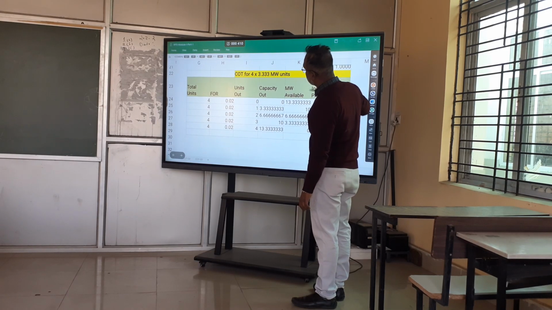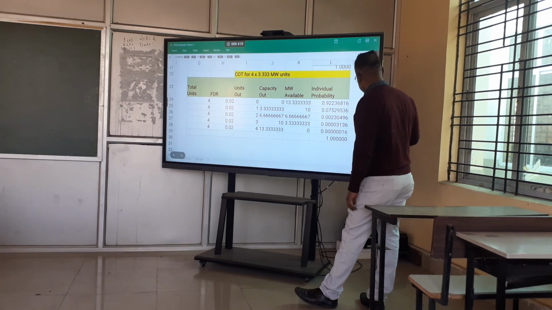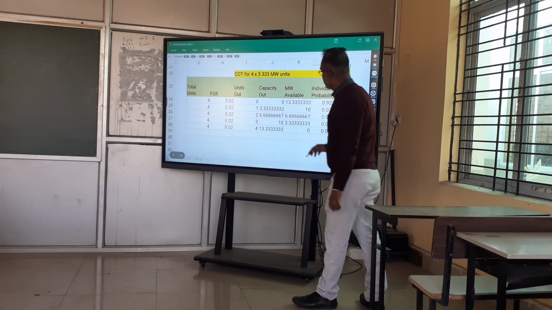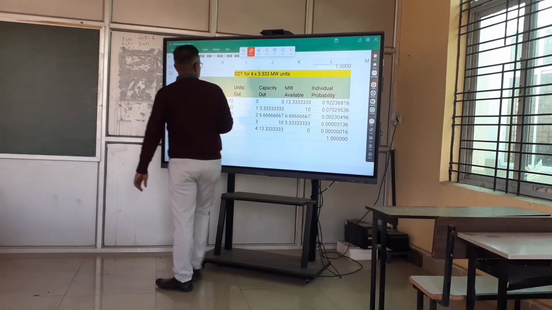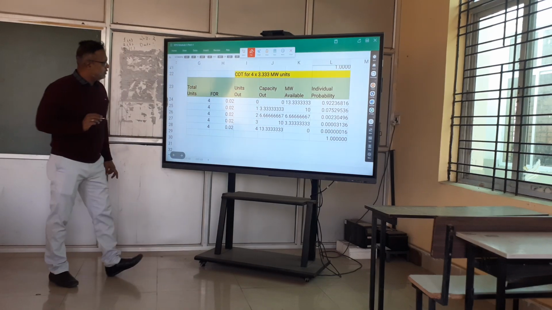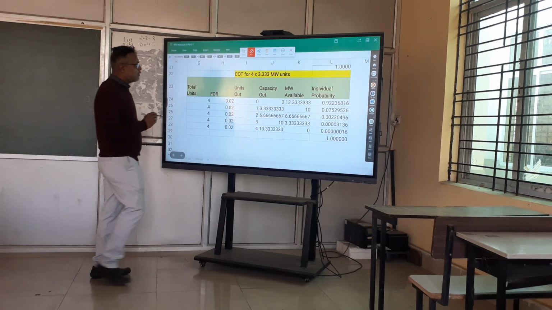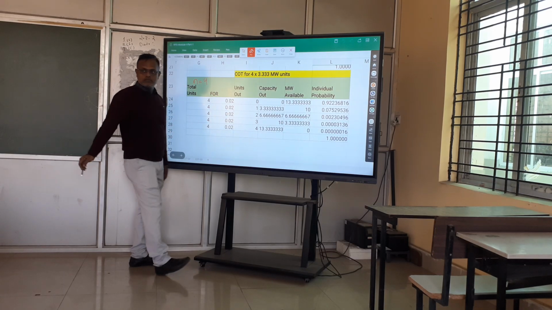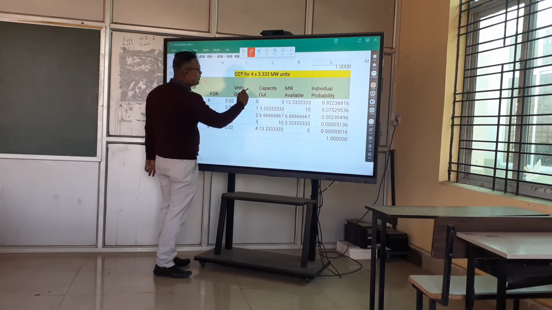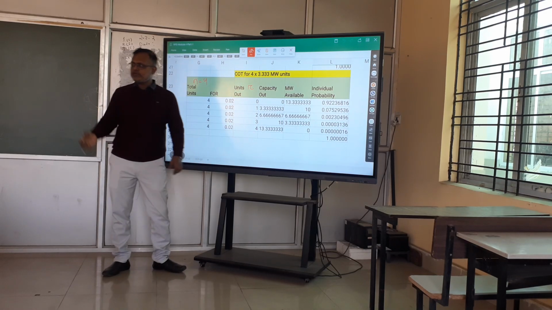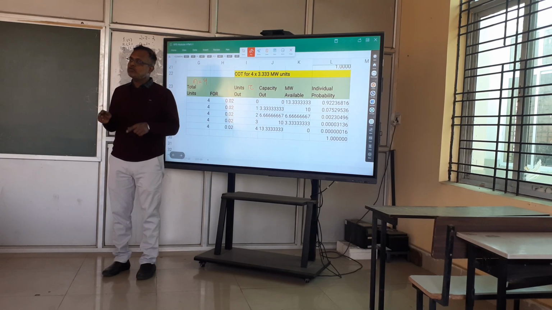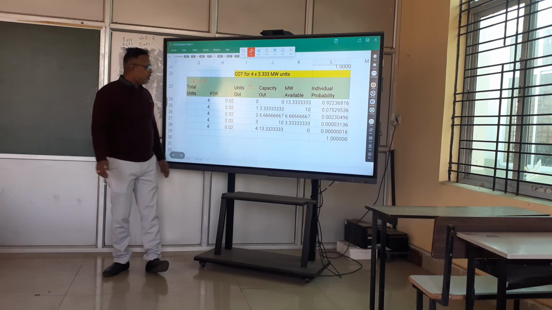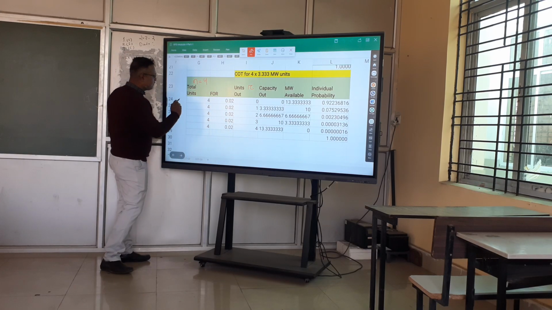In this case again it's more lengthy. Here you have got 4 units, so n is equal to 4. How many units can be out? See, there are 4 units: 0 or 1 or 2 or 3 or 4. What is the unit capacity? The unit capacity is 3.33 megawatt.